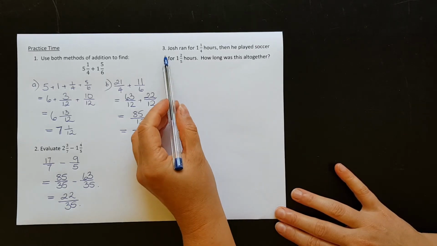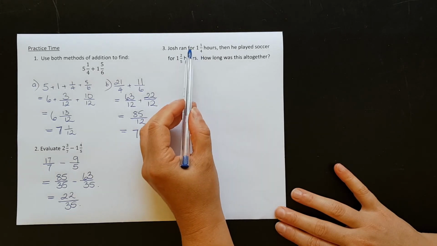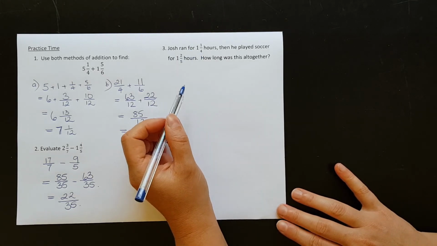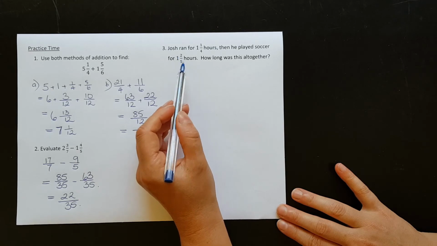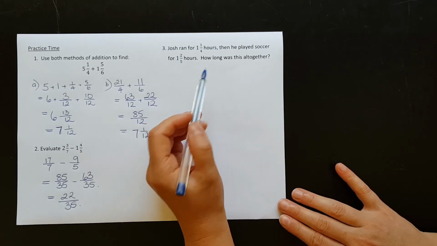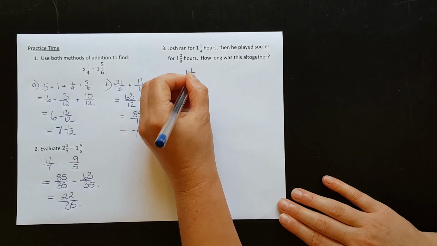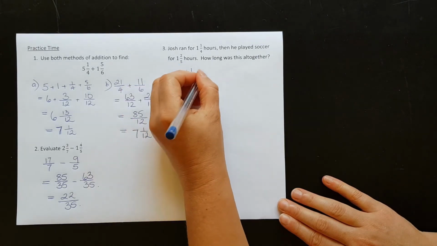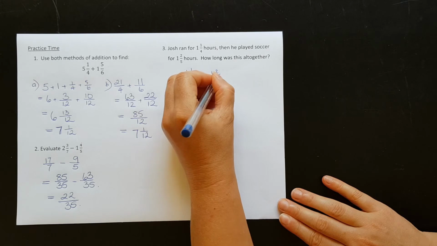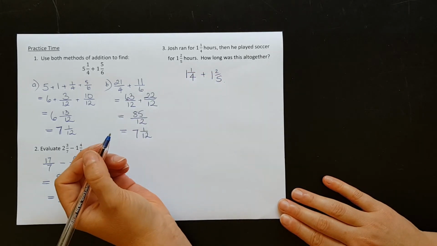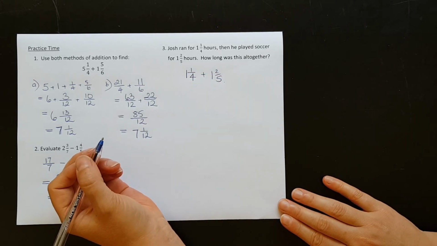Final question here, number 3. Josh ran for 1 1/4 hours. Then he played soccer for 2 2/5 hours. How long was this altogether? So we need to add together his 2 times, 1 1/4 hour plus 2 2/5 of an hour. Now you can choose either method. We haven't been told which method to use.